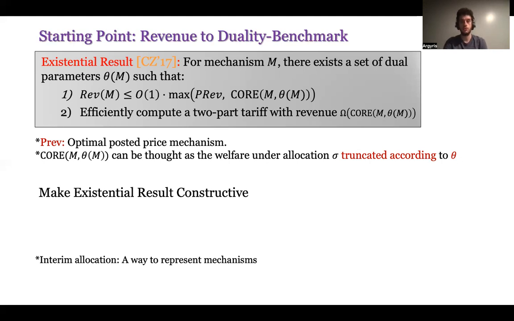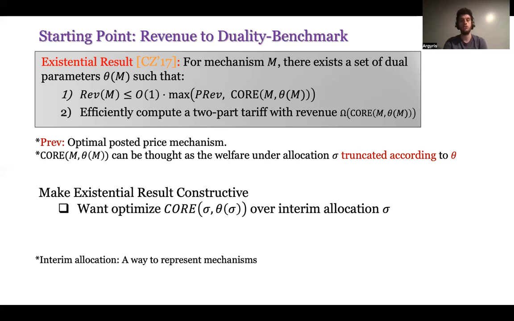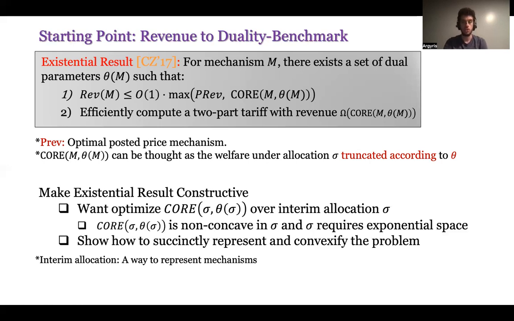A well-known way to represent mechanisms is through the interim allocation form. I'm going to talk more about interim allocations later. Ideally, we want to approximately optimize core over interim allocations. Unfortunately, core is not concave in the interim allocation, and it is unclear how to efficiently optimize over them. Moreover, we need exponential space in the natural description of the problem to store the interim allocations. The rest of the talk is going to show how to convexify the core and how to succinctly store the mechanisms.